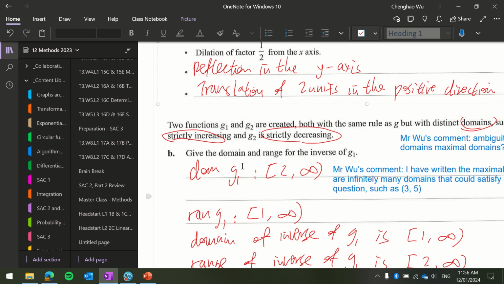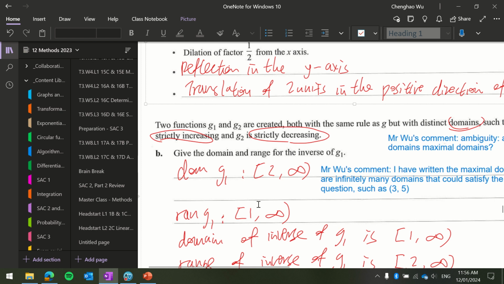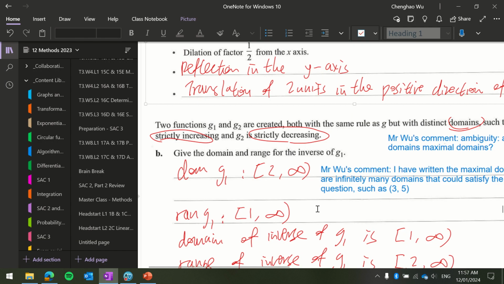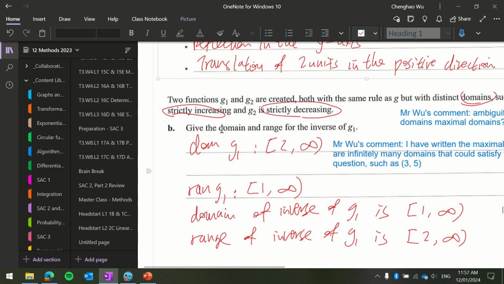So if we just want to find the domain of the inverse of G1, we kind of have to find the domain of G1 to begin with, and it doesn't ask for the maximum domain and maximum range, so we can give infinitely many correct answers. You can pick anything bigger than 2, from 2.1 to 2.3 will be a correct answer also. And so that's very problematic. The writer should have written, give the maximum domain and maximum range for the inverse of G1.